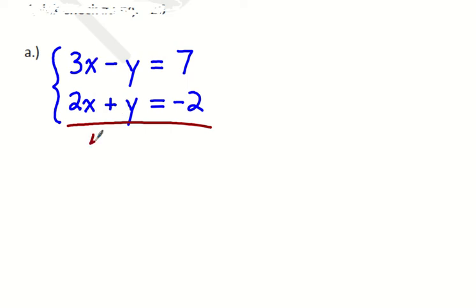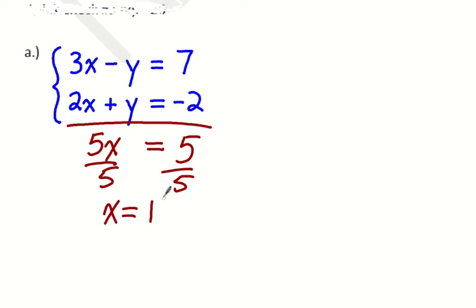3x plus 2x is 5x. Man, deja vu. This cancels out. 7 plus negative 2 is 5. Again, 7 plus a negative 2 is 5. Now that'll get me an answer for x. So x equals 1. And now I just have to plug it in to one of the equations.